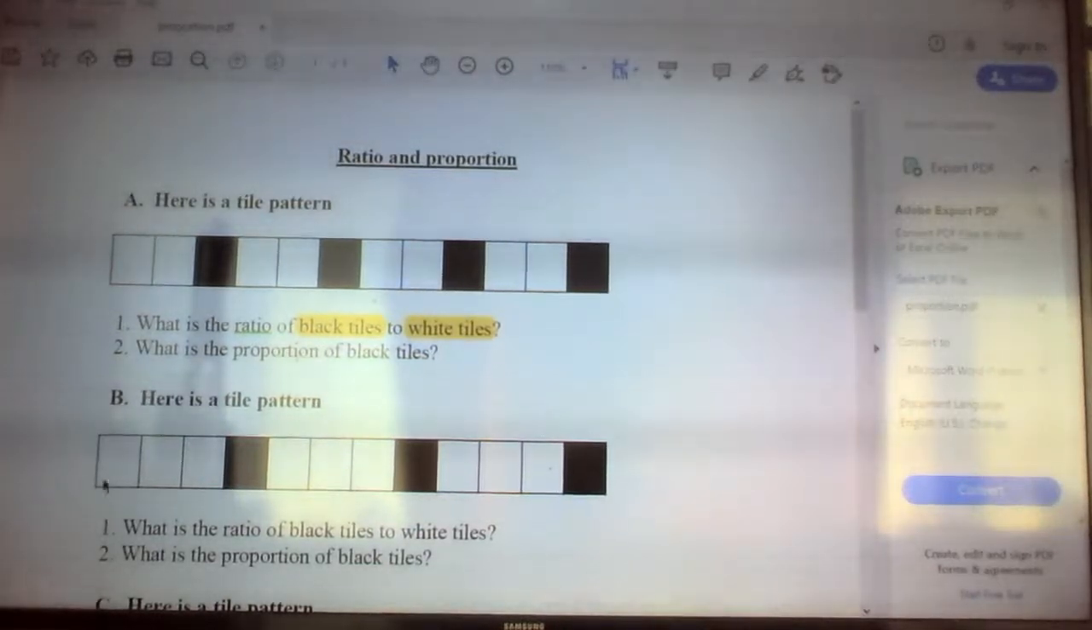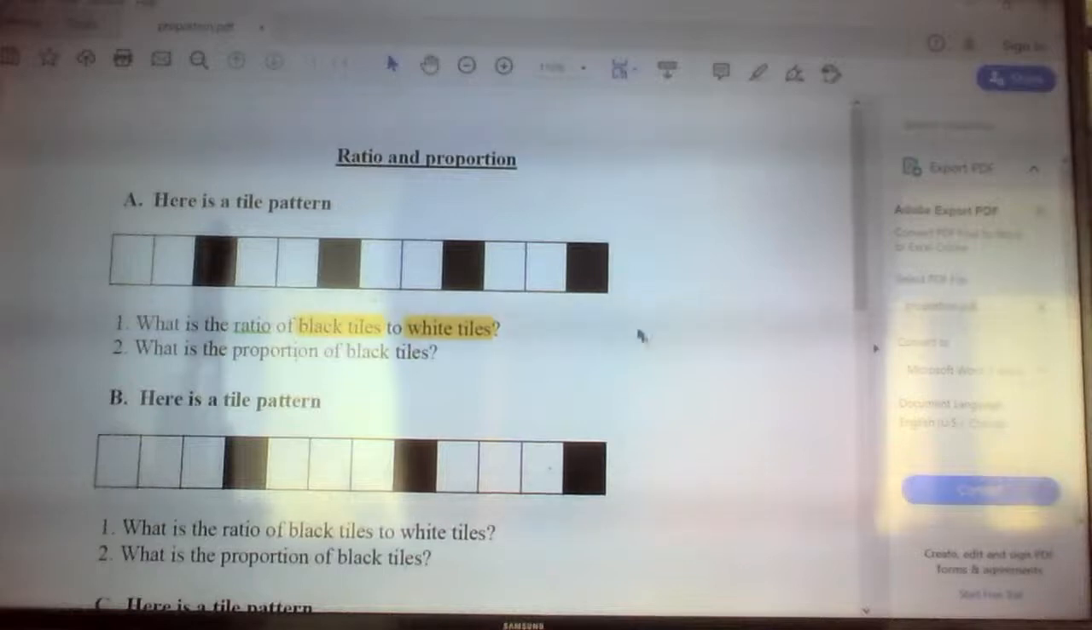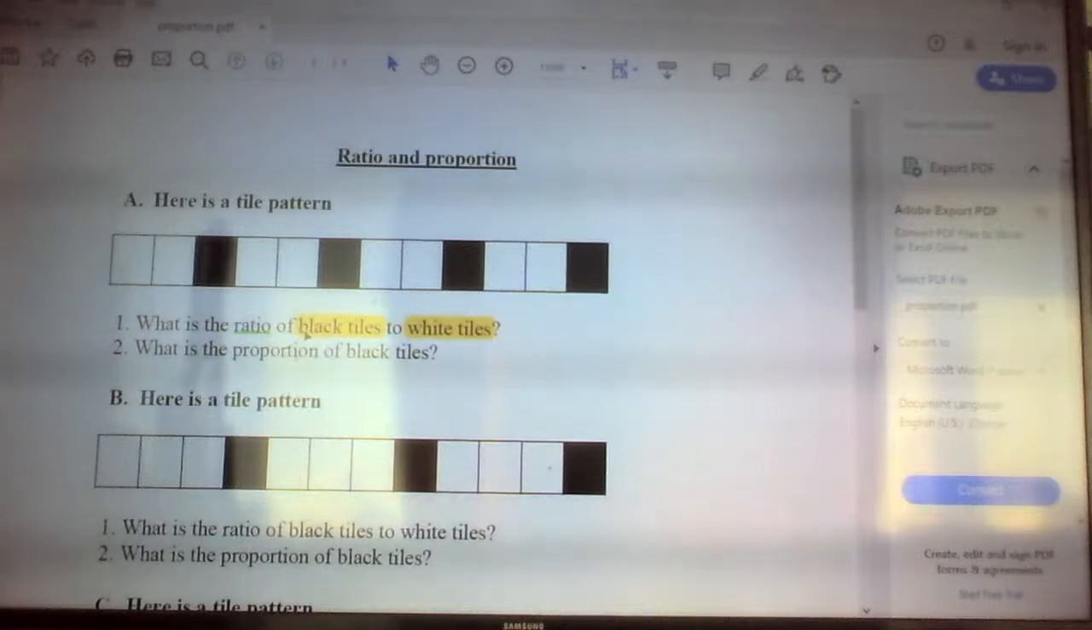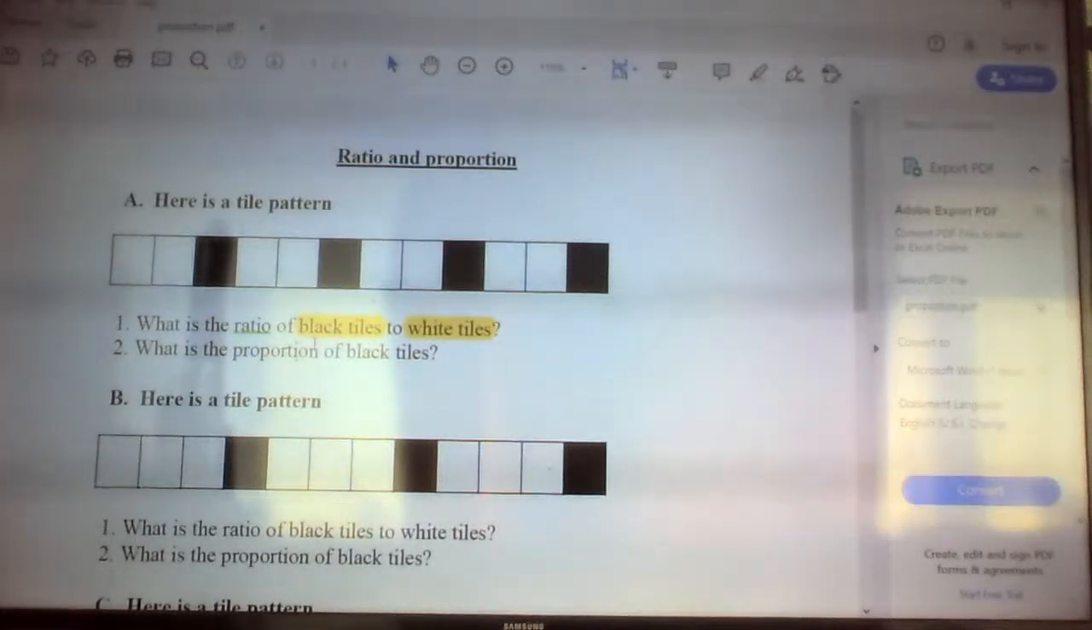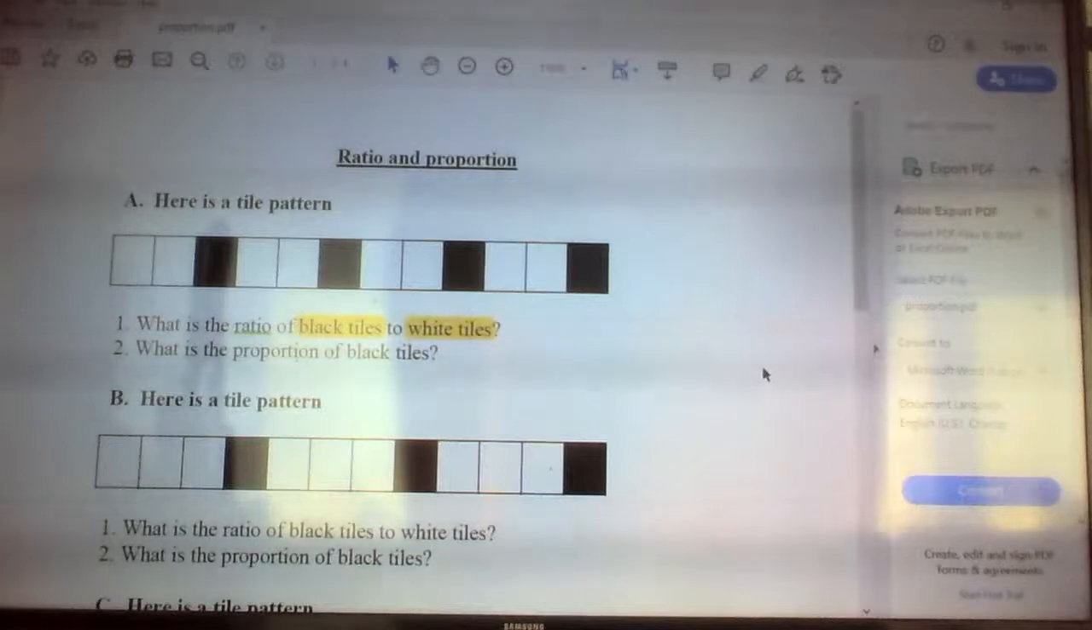So if you do that now, you should have on your piece of paper the title, the date, the word ratio, what it may mean in your dictionary or my definition I've read out, and you should be copying out this pattern now. I'll give you a minute to do this.